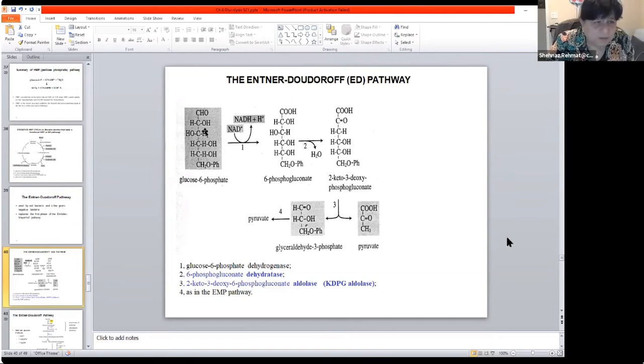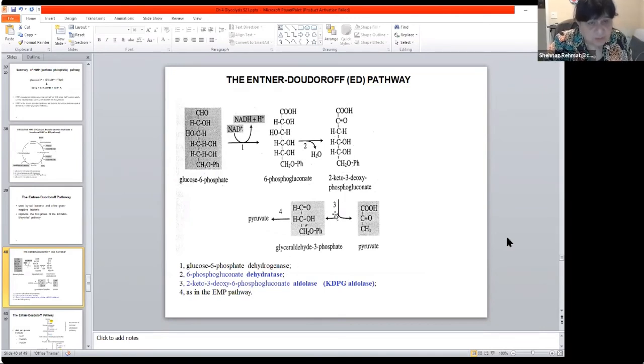If you look at the ED pathway, you start with glucose 6-phosphate. You go to the gluconate, which is your HMP intermediate. You go to something that is called 2-keto-deoxyphosphogluconate. And this is a unique step, which is creating what we call KDPG. So KDPG is being created, which is new in this Entner-Doudoroff pathway. And the enzyme that is unique to this pathway is the 6-phosphogluconate dehydratase. So this enzyme number 2 is the one that is unique here.